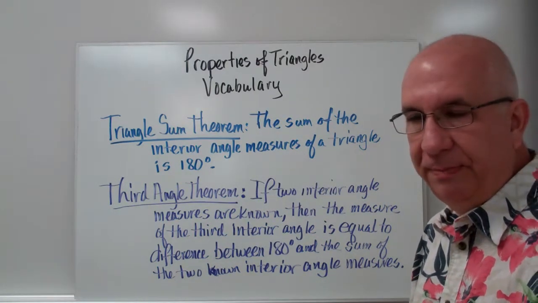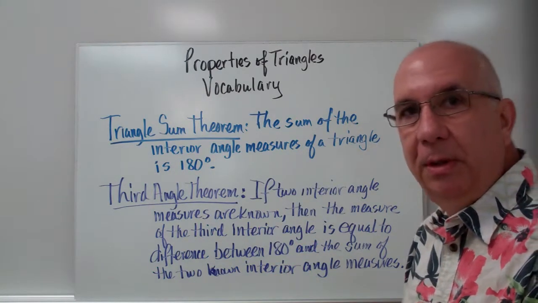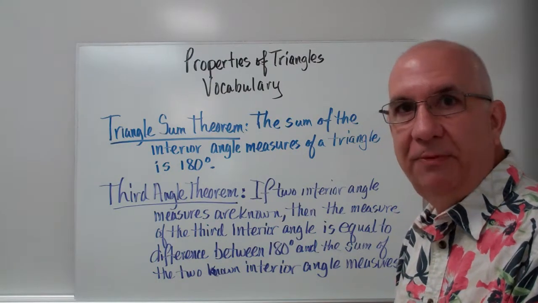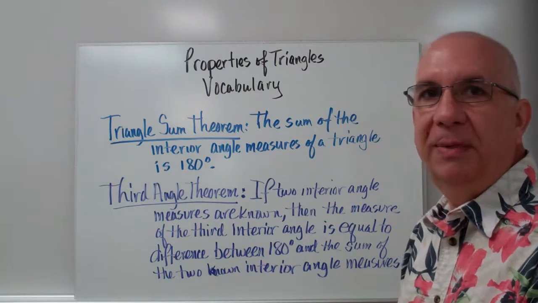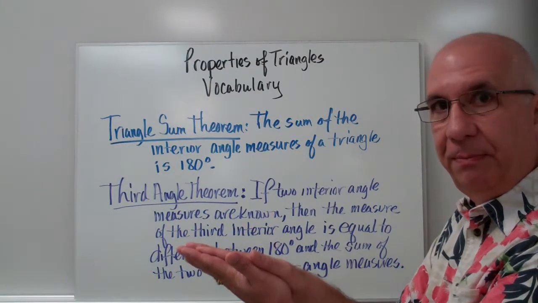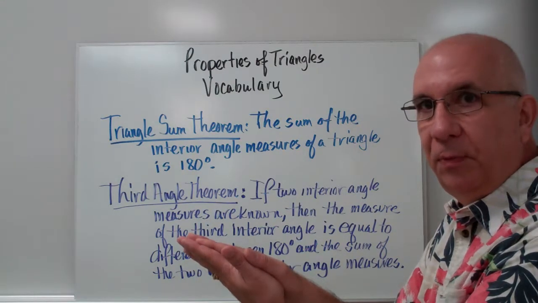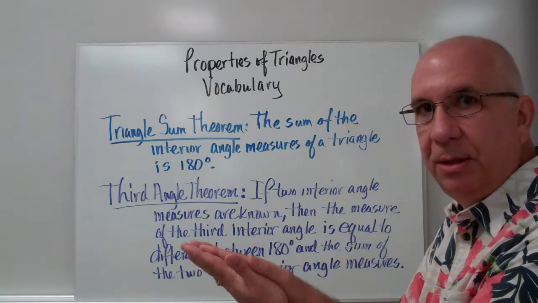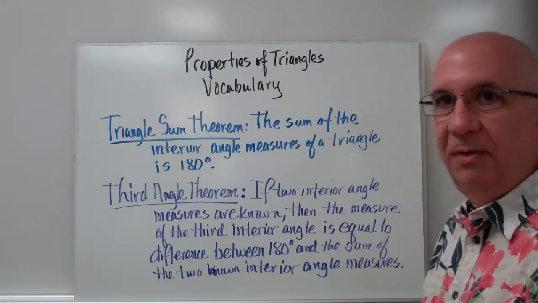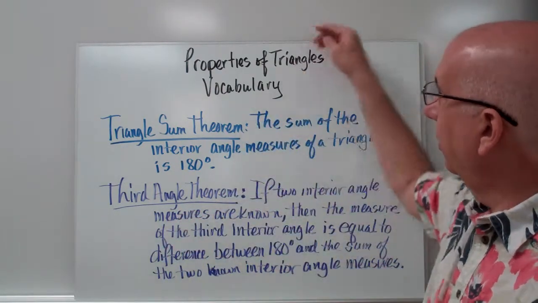It means this. If we are given the measures of two angles inside of a triangle, we can find the measure of the third one by adding the two that we know together and then subtracting that sum from 180 degrees. That gives us the measure of the third angle. That's the third angle theorem.